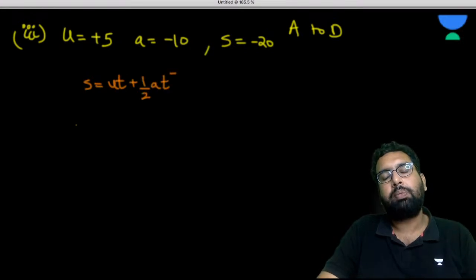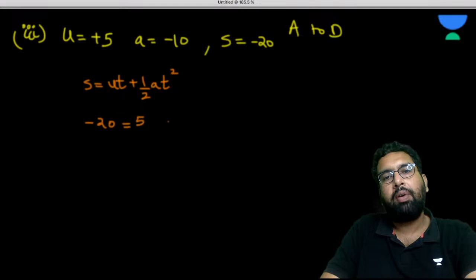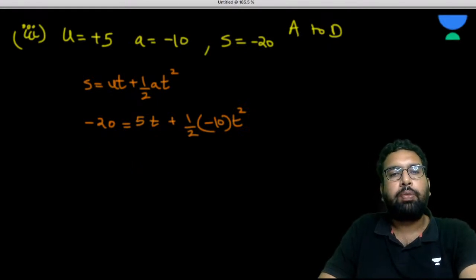So this is going to be minus of 20. This is u, that is 5. And we have t plus half, this is of minus 10, and this is t square. So what is it going to become? From here we'll get a quadratic equation, isn't it? Okay.